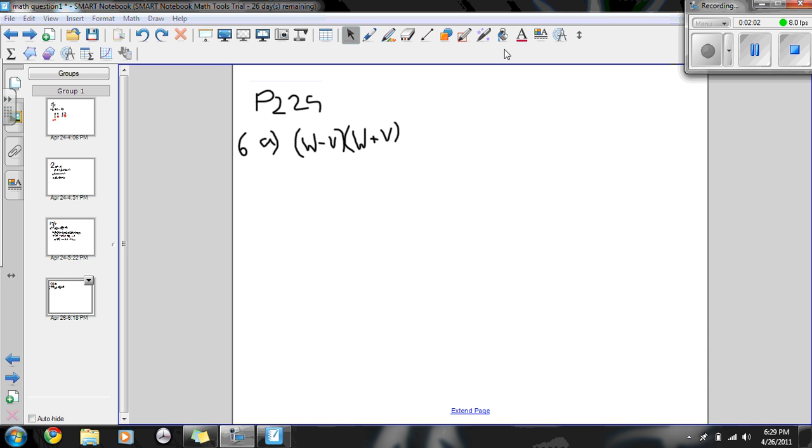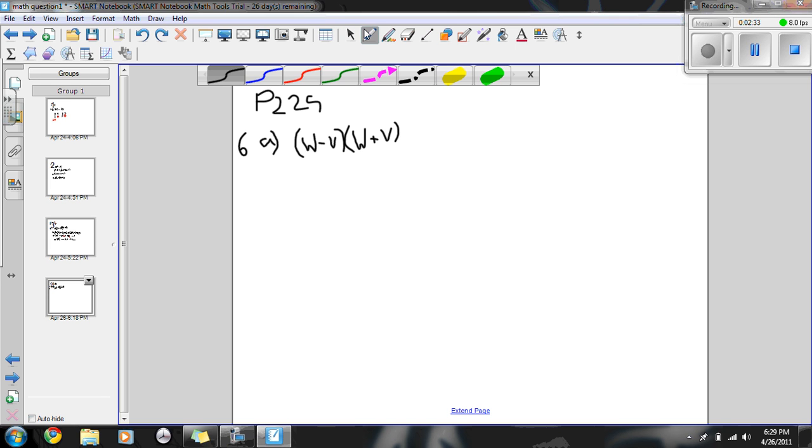So now we're doing page 225, question 6A. The question asked to expand and simplify. So it's W minus V times W plus V. To simplify this, all you have to do is multiply the same variables together. So it'll be W squared and V squared, and it will be W squared minus V squared.